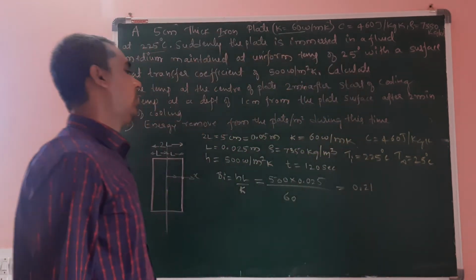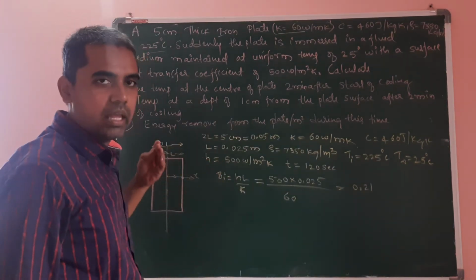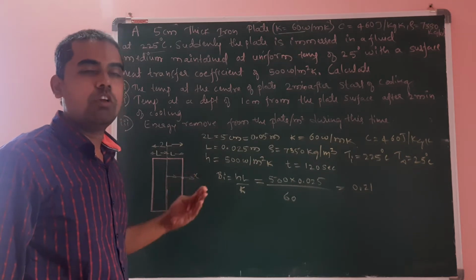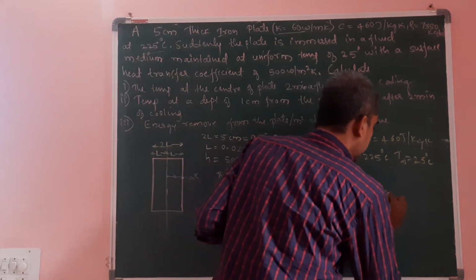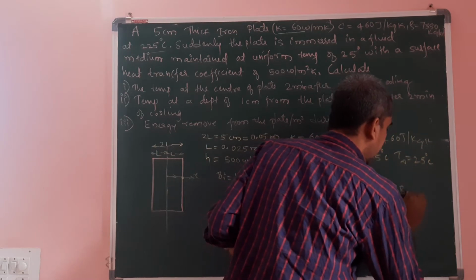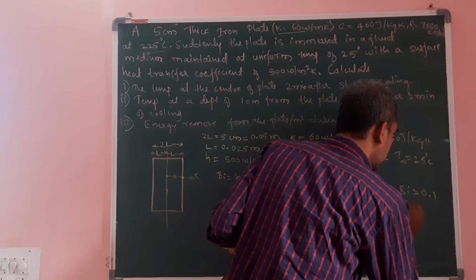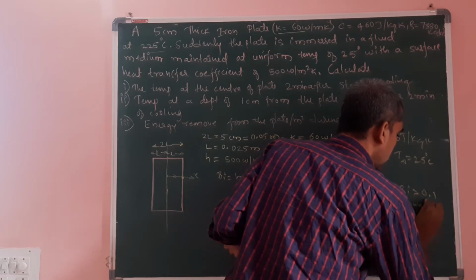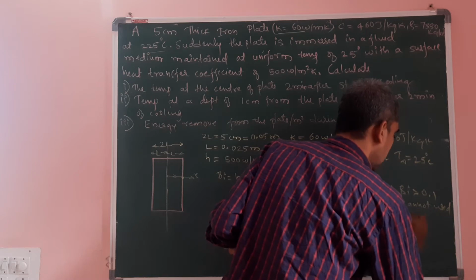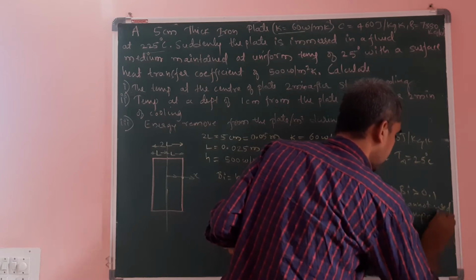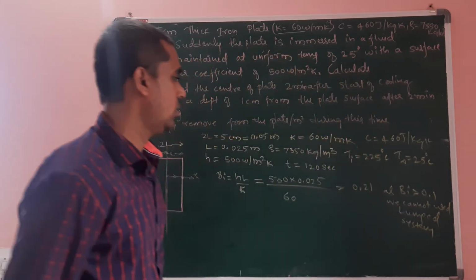Biot number is 0.21, which is greater than 0.1. Therefore, we cannot use the lumped system. We have to go for Heisler charts. As the Biot number is greater than 0.1, we cannot use lumped system analysis.